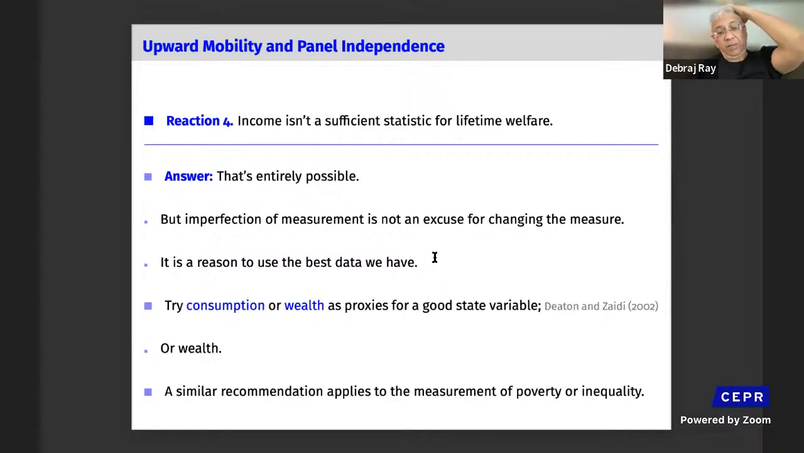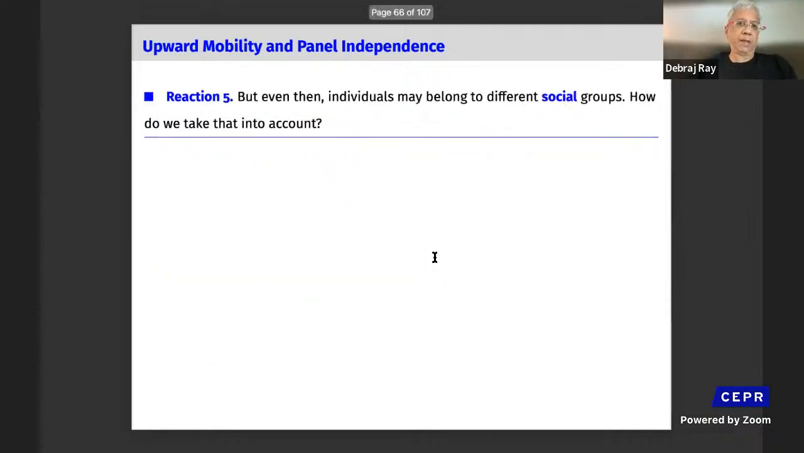By the way, I would make a similar recommendation to the measurement of poverty or inequality. Reaction 5 is that, okay, even if you solve this problem and we do get a good state variable, it may be that individuals belong to different social groups. Shouldn't we take that into account?